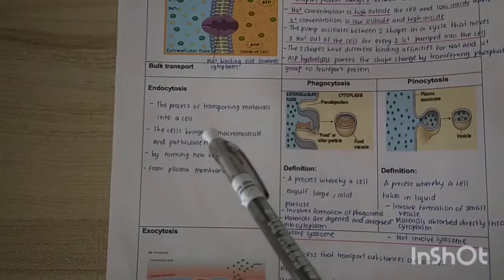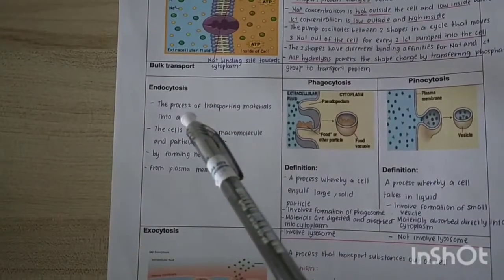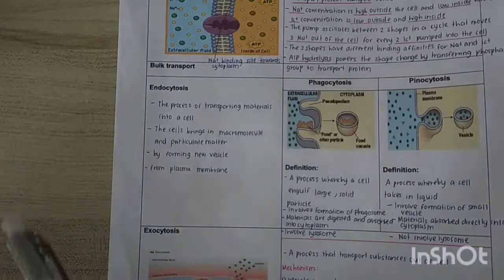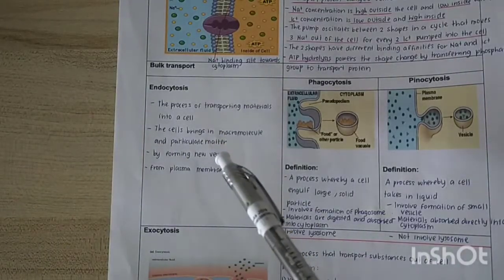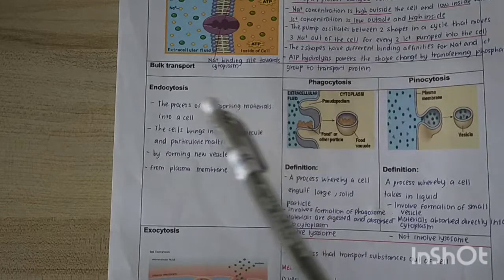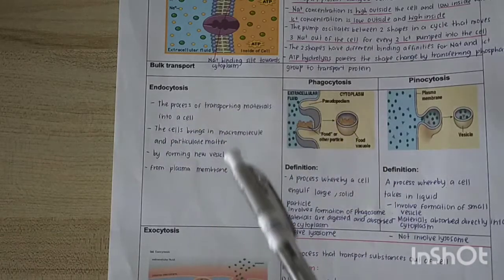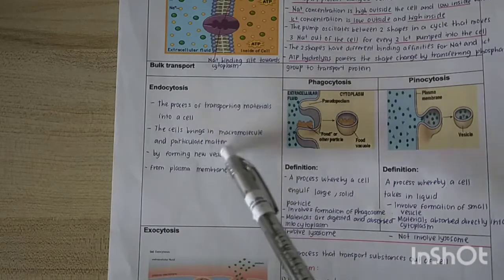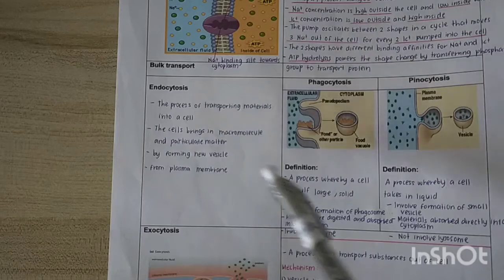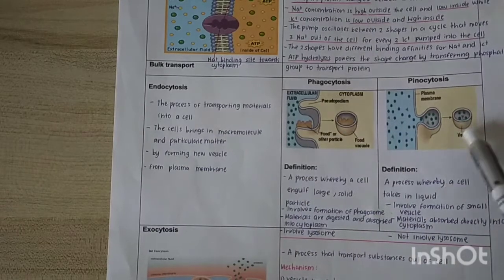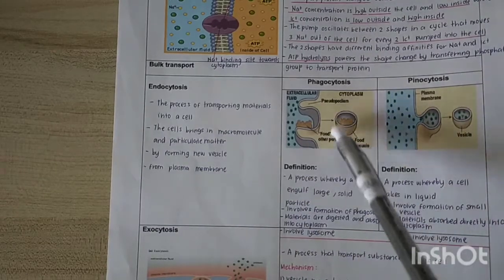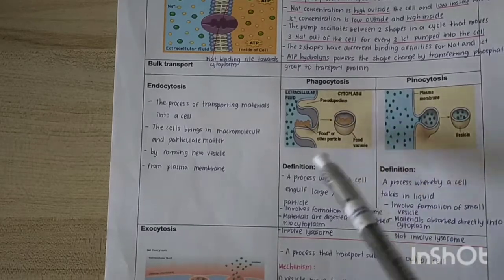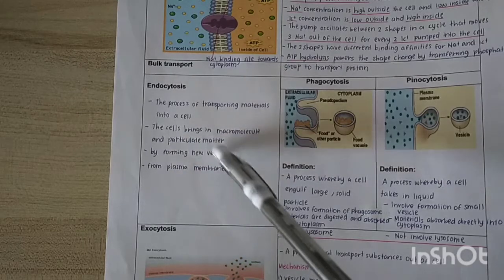So firstly, what is endocytosis? It is the process of transporting material into a cell. Maksudnya dia akan melibatkan transporting material, okay, material daripada luar sel masuk ke dalam sel. So itu adalah endocytosis. And then the cell brings in macromolecules and particulate matter by forming a new vesicle, or it can also form a vacuole. Specifically for phagocytosis, it will involve formation of the food vacuole from the plasma membrane.